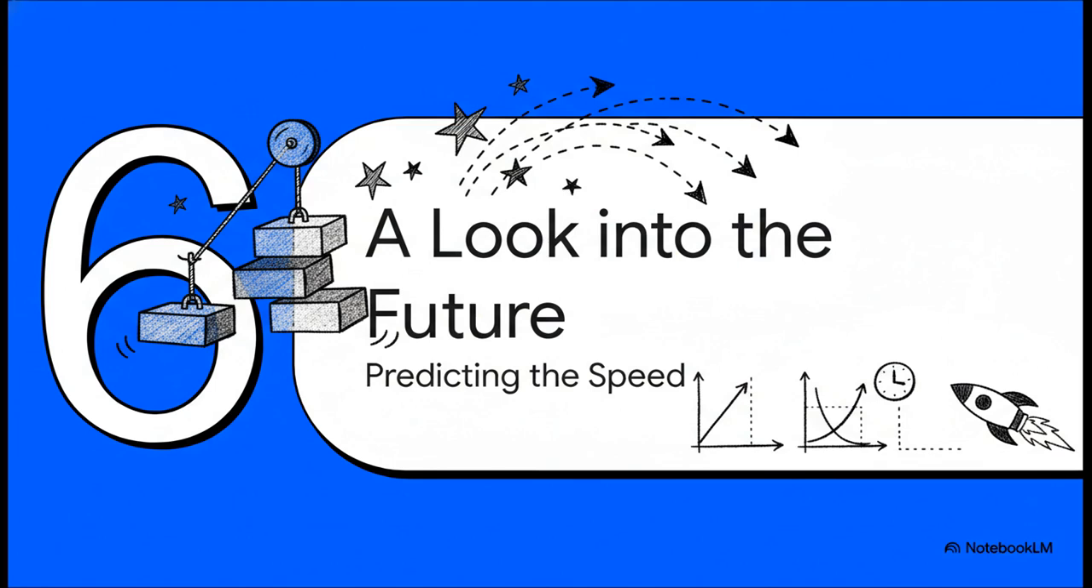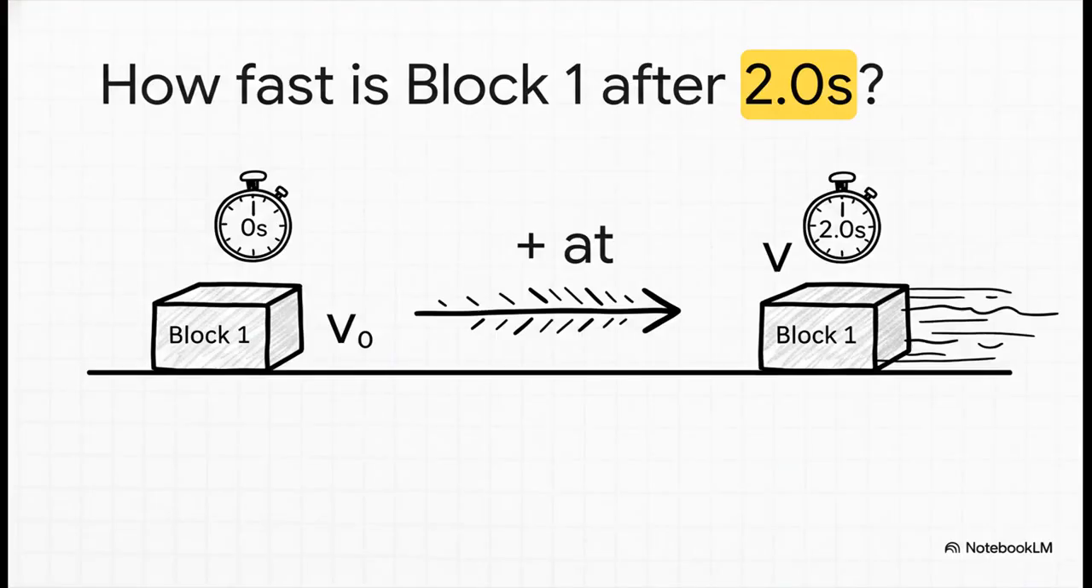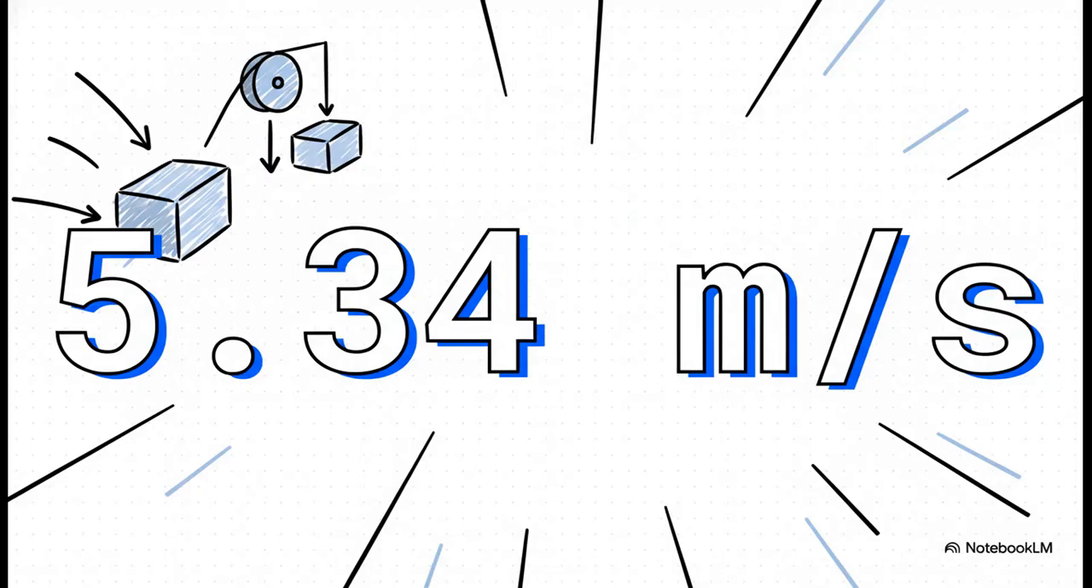So we've solved for the forces, we've solved for the acceleration. We basically understand the soul of this system now. And with that knowledge, we can do something really cool. We can predict the future. So the final question is, how fast is that block on the table moving after exactly 2 seconds have gone by? For this, we can pull out a classic formula from our physics toolkit. The final speed is just whatever speed it started at, which we know was 0, plus its acceleration multiplied by time. We multiply our acceleration, 2.67 meters per second squared, by those 2.0 seconds, and we get our final answer. After just 2 seconds, that block is already zipping along at 5.34 meters per second. And with that, case closed.